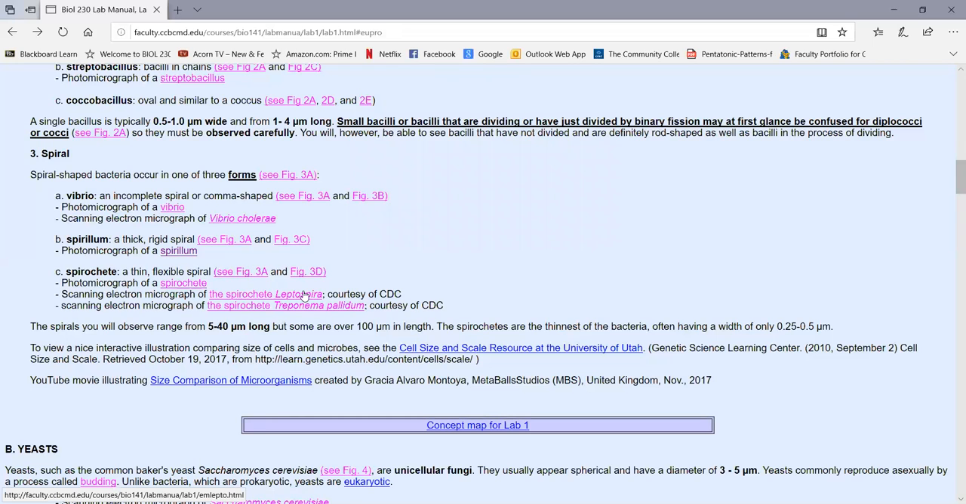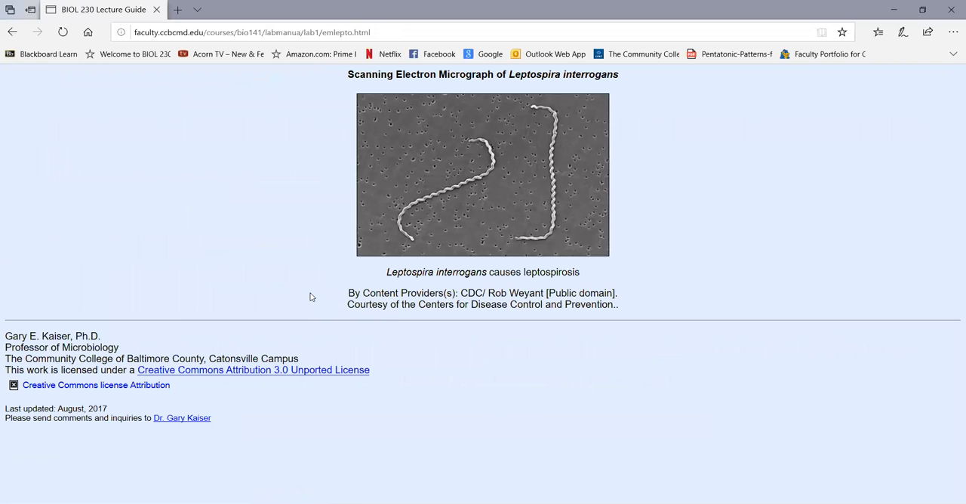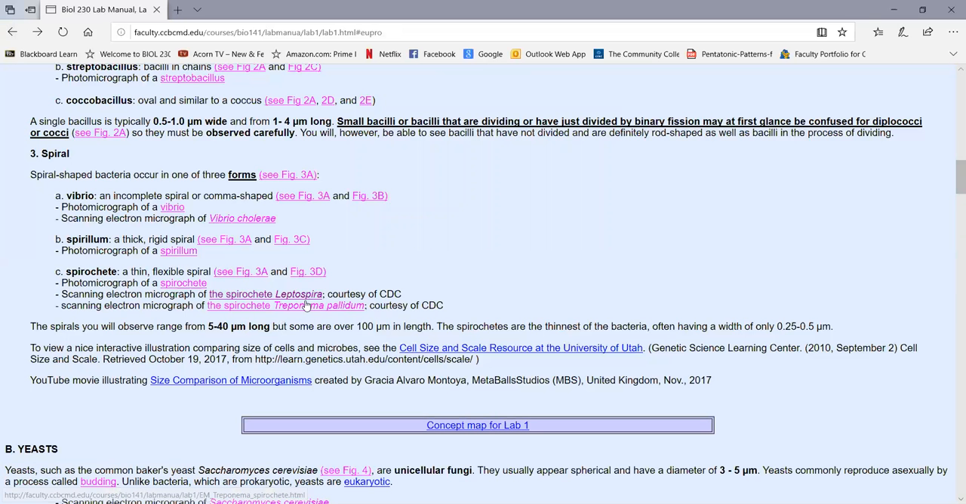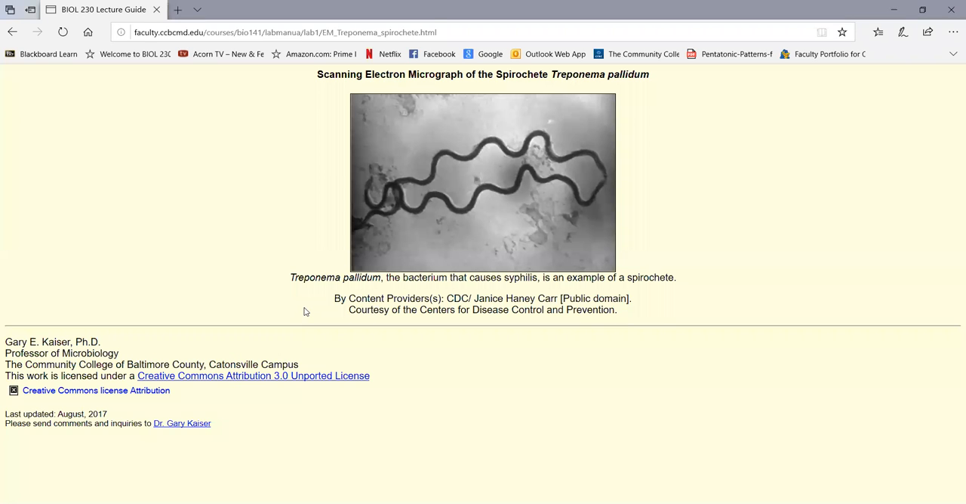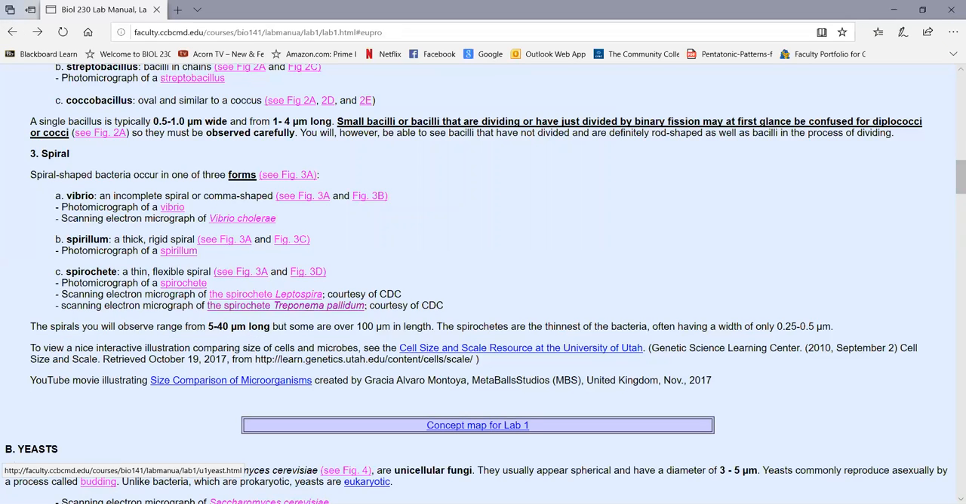Here's an electron micrograph of the spirochete Leptospira that causes leptospirosis. You see how thin the bacterium is with the spirals, and the spirals are much more flexible looking. And here's Treponema pallidum under an electron microscope, another spirochete.